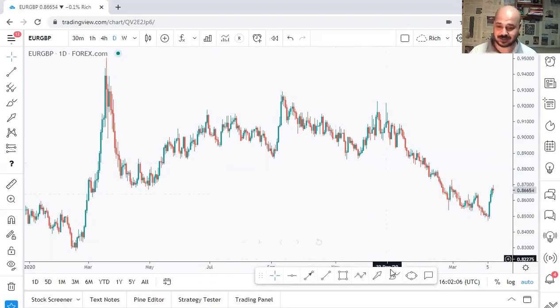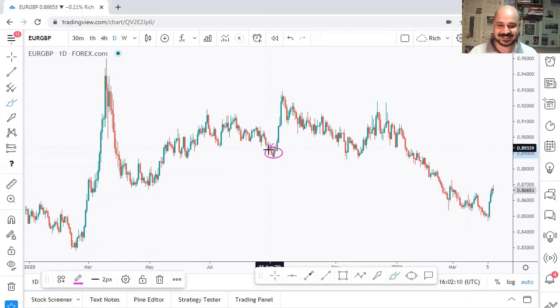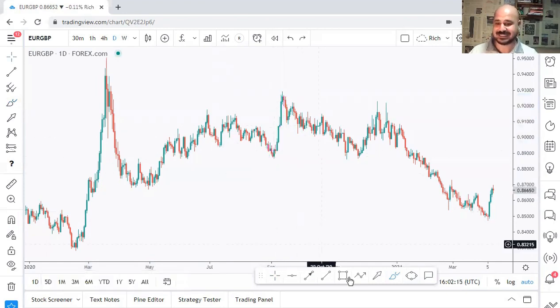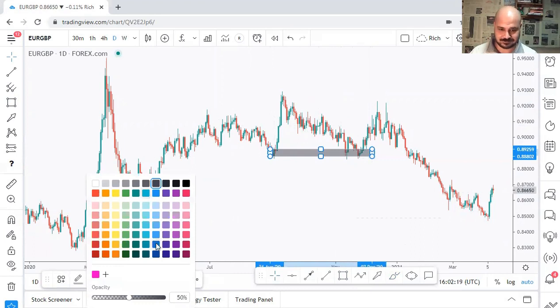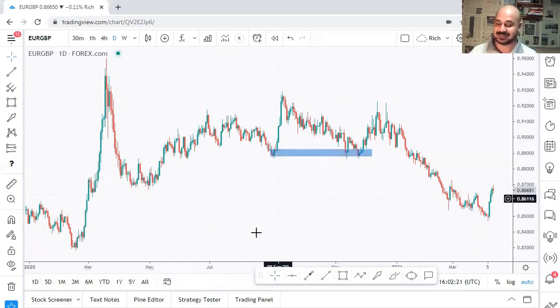Fantastic, fantastic. You are right, absolutely right. This is because I told you about it, right? So this is a demand zone. That's the first one. So let's draw it, for example, in blue. Yes, let's do that. That's the first demand.